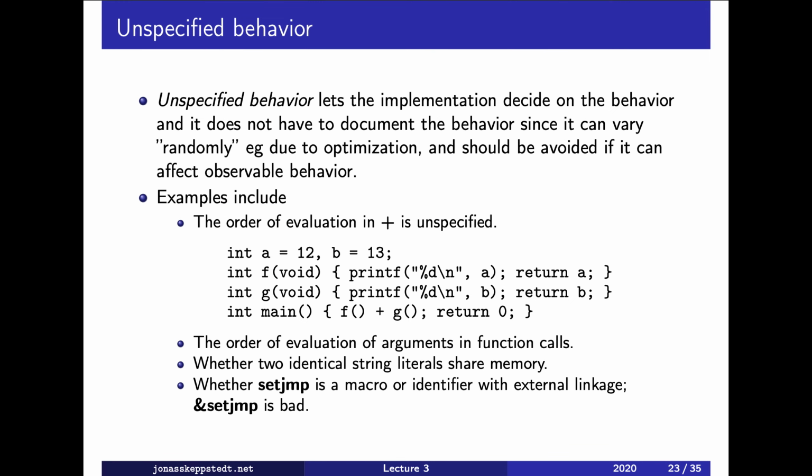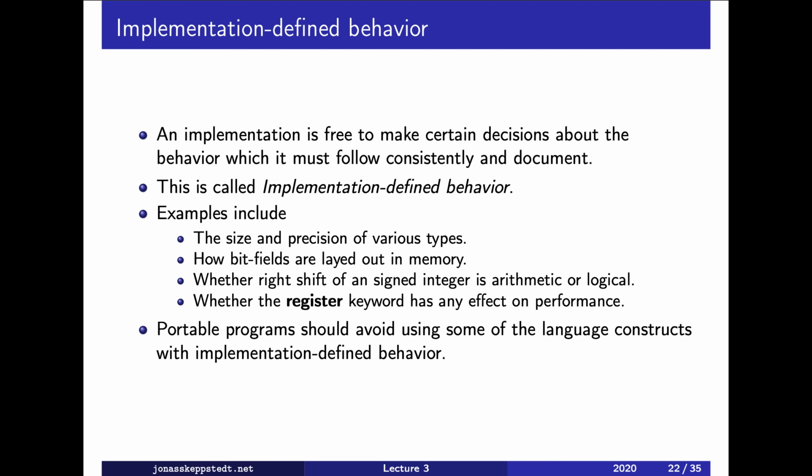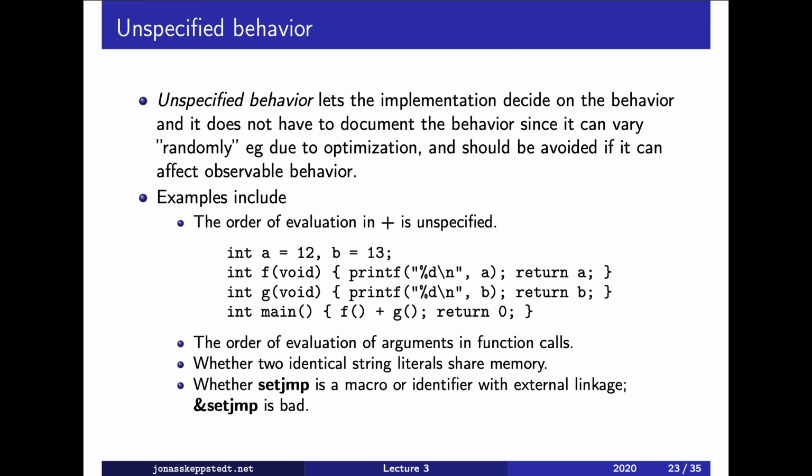Unspecified behavior. Okay, so the important difference between implementation defined behavior and unspecified behavior is there are two things. First, in unspecified behavior, what the compiler decides to do is not necessarily documented. Well, it's not forbidden to document it, but it's not a requirement. And the reason for that is that the compiler can decide differently in different situations.